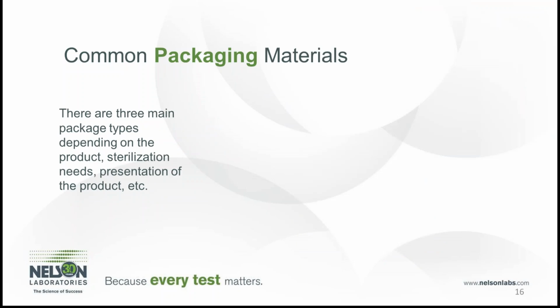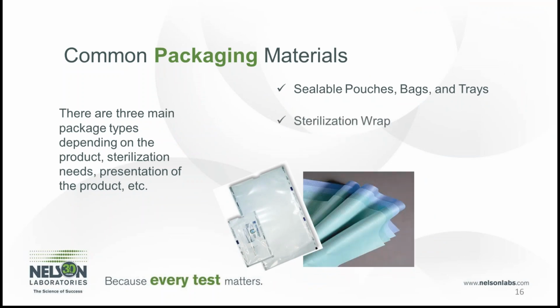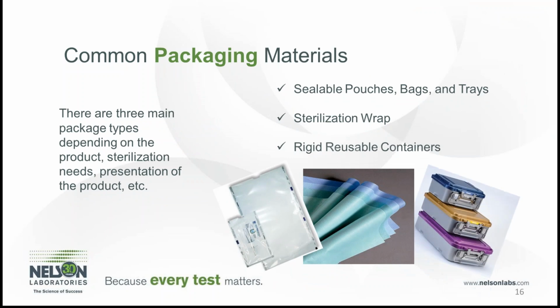So here are some common packaging materials. There's actually three main types. We have sealable pouches, bags, and trays. We have sterilization wrap and rigid reusable containers. Keep in mind that depending on your product, your sterilization needs, the aseptic presentation of the product, the duration of the product being sterile, all come into account when selecting the appropriate packaging material.